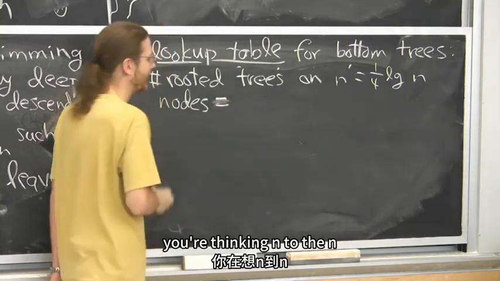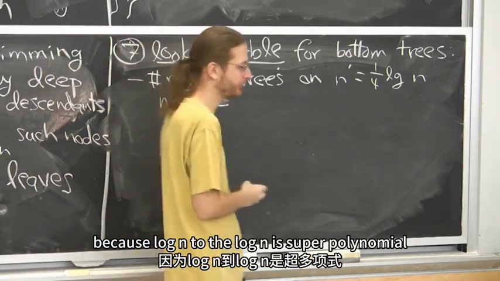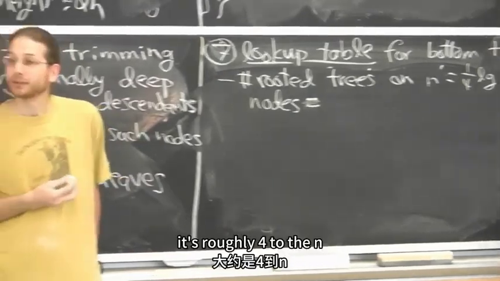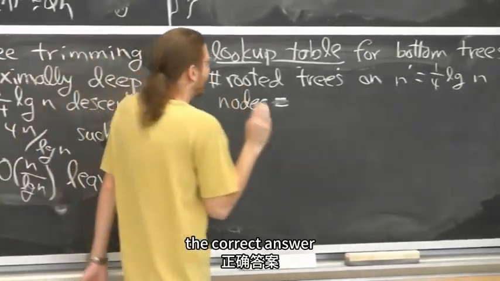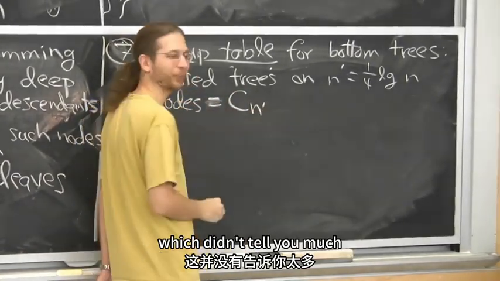Nope. You're thinking n to the n, that would be bad. We could not afford that because log n to the log n is super polynomial. Fortunately, it's not that big. It's roughly 4 to the n. The exact answer is called the nth Catalan number, which doesn't tell you much.